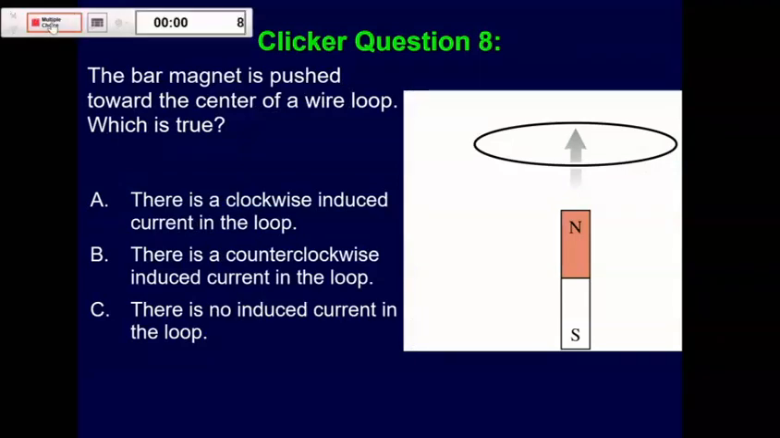So the bar magnet in this picture is pushed towards the center of a wire loop. Which is true? So in that wire loop there, is there going to be a clockwise, counterclockwise, or will there be no induced current? What do you think?